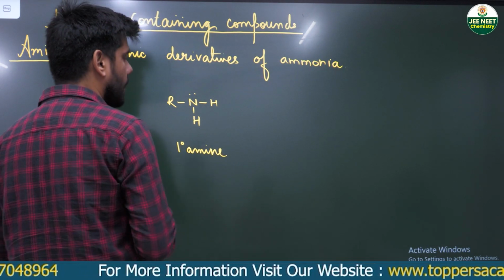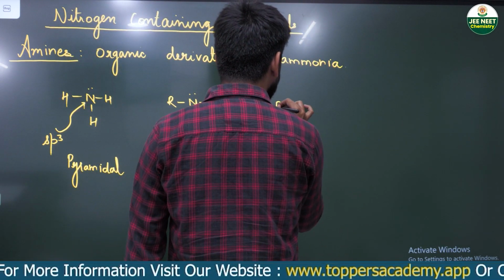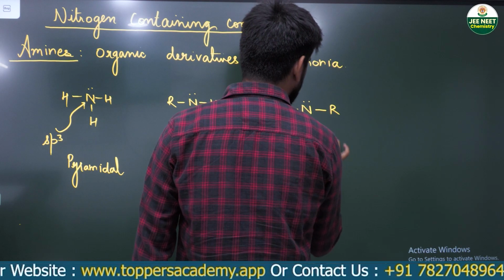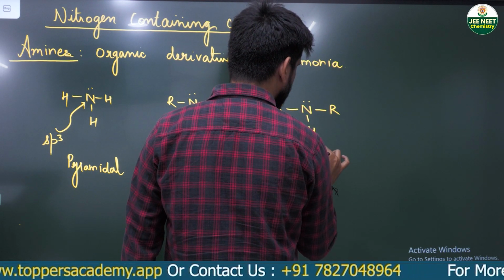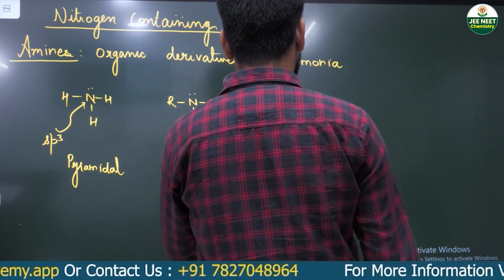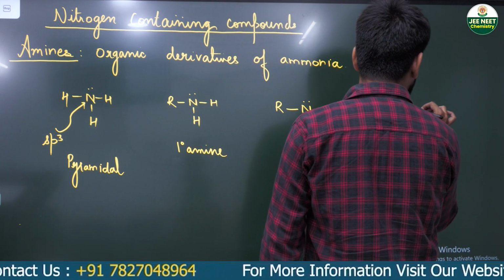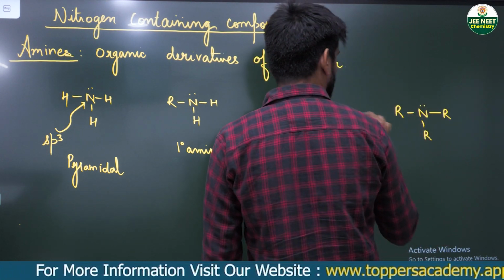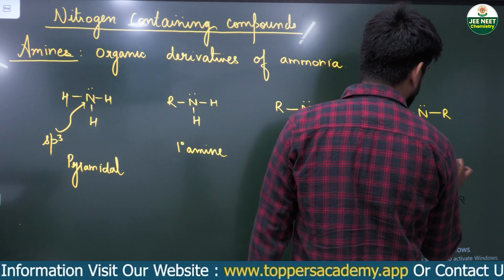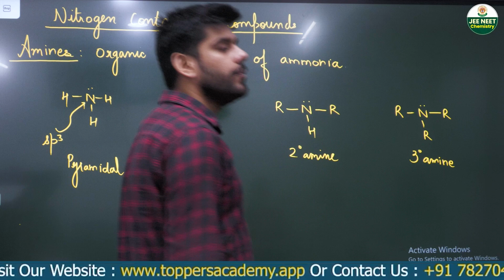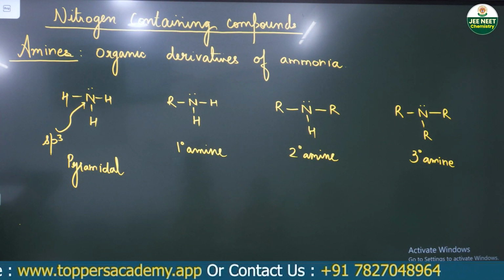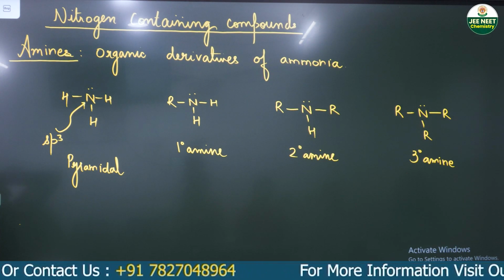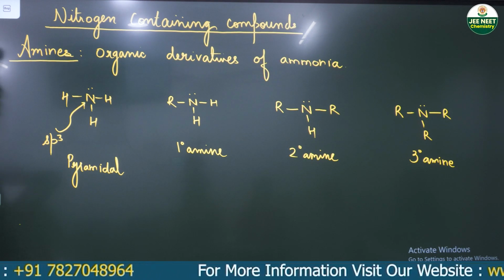Okay, 1 degree amine. Now suppose the other H is also replaced by an alkyl group. This is your 2 degree amine. And then we have something like this, which is your 3 degree amine, tertiary amine. So these are your organic derivatives of ammonia. Tell me, is this clear?